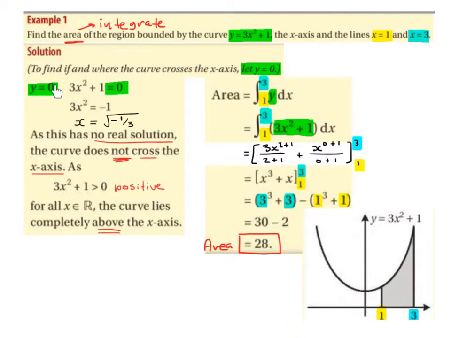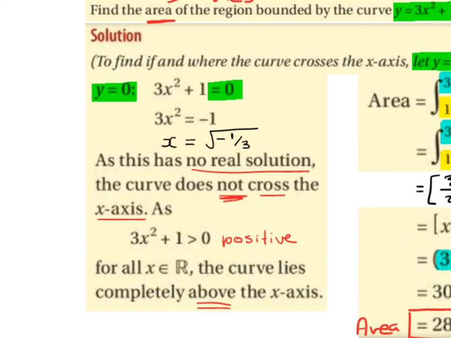So if we let y equal 0, y is 3x squared plus 1, we have 3x squared plus 1 equals 0. So we get 3x squared equals minus 1, so x equals the square root of minus a third. As this has no real solution, the curve does not cross the x-axis. As 3x squared plus 1 is greater than 0, it's positive, for all x values elements of the real number set, the curve lies completely above the x-axis.